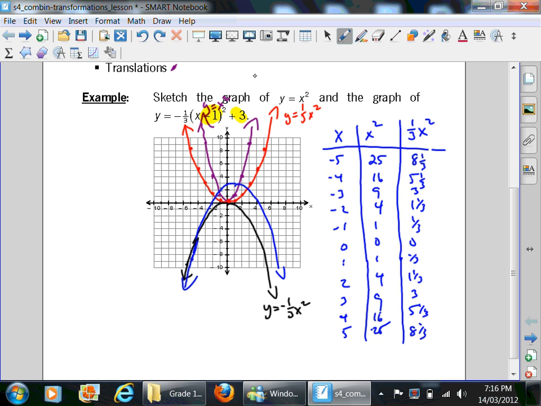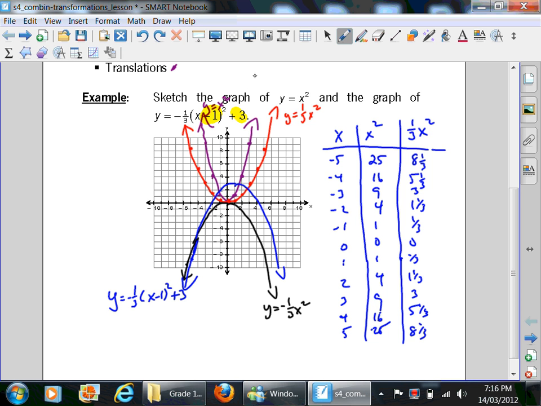So the blue graph is y equals negative 1/3 (x minus 1) squared plus 3. And now we've gone ahead and done all the transformations on y equals x squared.